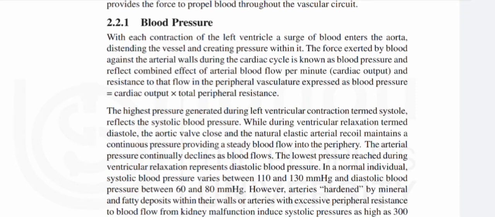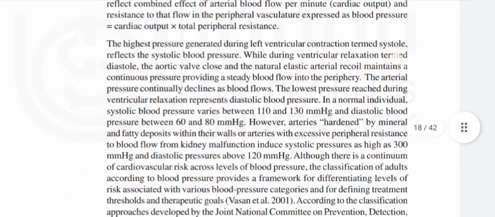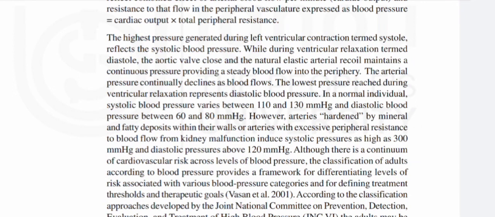However, arteries hardened by mineral and fatty deposits within their walls, or arteries with excessive peripheral resistance to blood flow from kidney malfunction, induce systolic blood pressure as high as 300 mmHg and diastolic pressure above 120 mmHg. Although there is a continuum of cardiovascular risk across levels of blood pressure, the classification of adults according to blood pressure provides a framework for differentiating levels of risk associated with various blood pressure categories and for defining treatment thresholds and therapeutic goals.